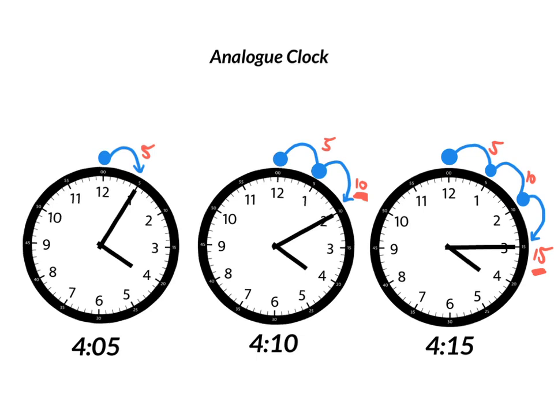Another 5 minutes goes by and we are at a quarter past, or a quarter of the way around the clock. We are at 4:15, 15 minutes past 4 o'clock. We can see that this is a good demonstration of our clock moving in 5-minute intervals.